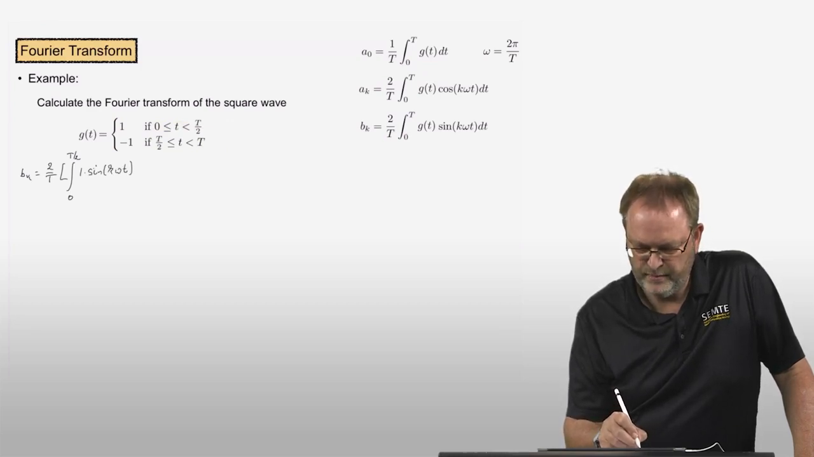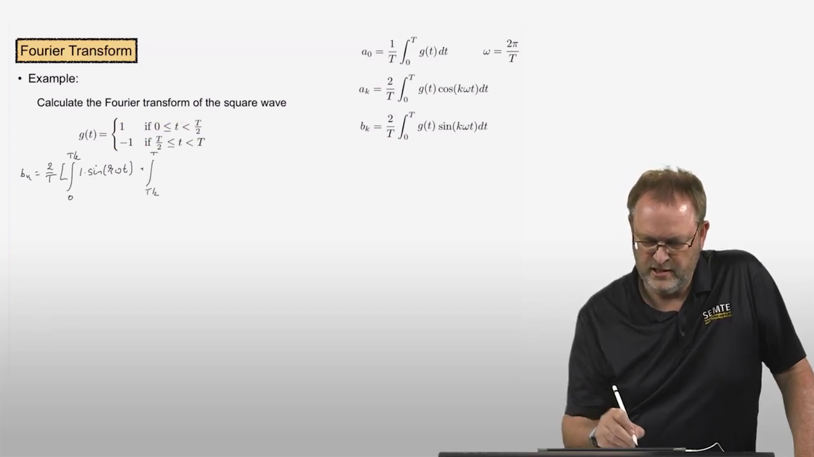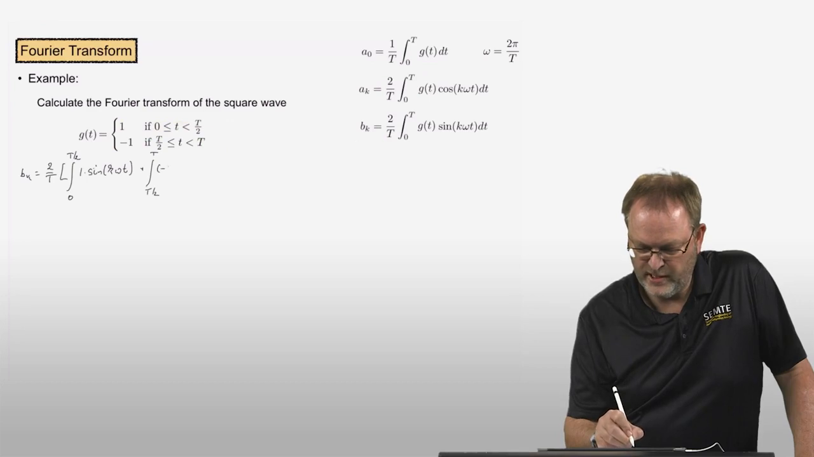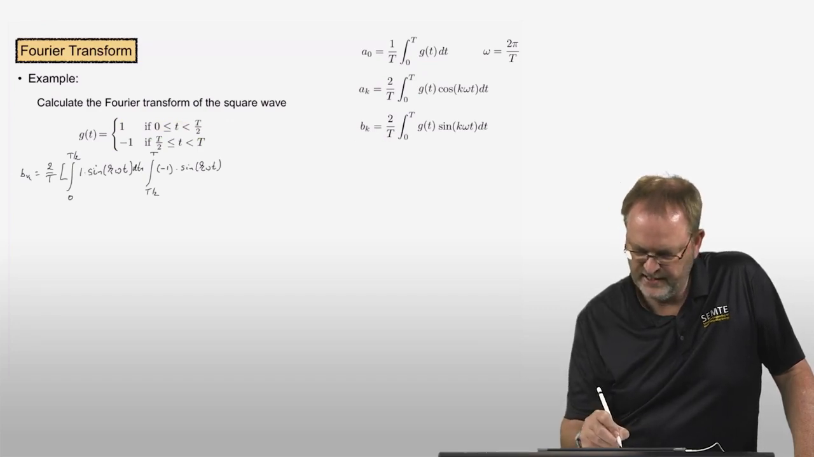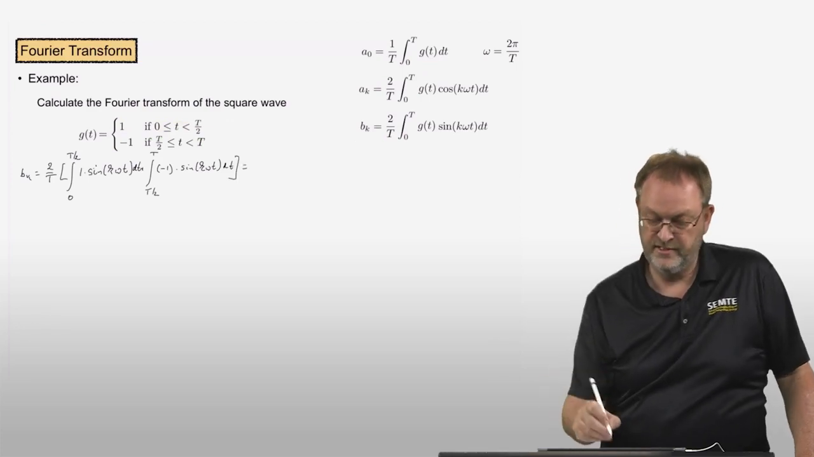And then we have plus the integral from T over 2 to T of g of t, which is minus 1 in this interval, times the sine of k omega t. I forgot my dt here, dt. Okay, so let's do this integration.